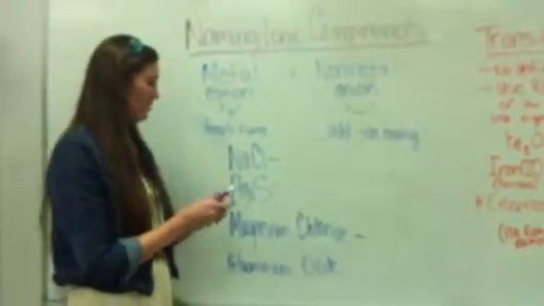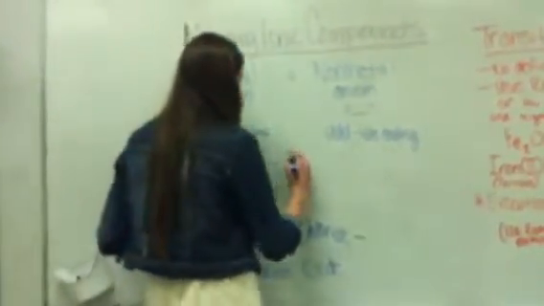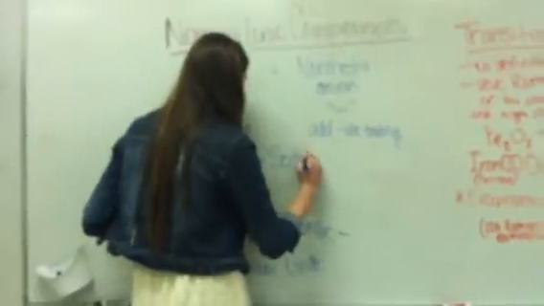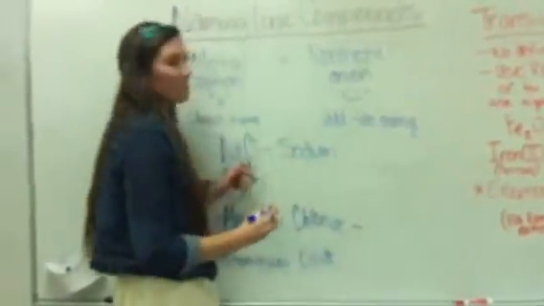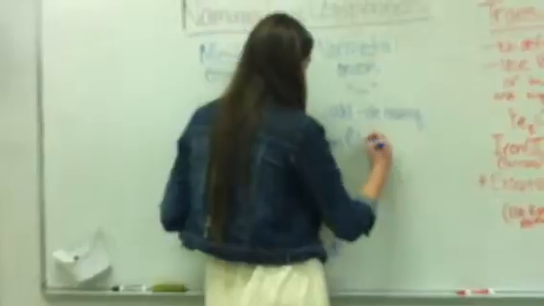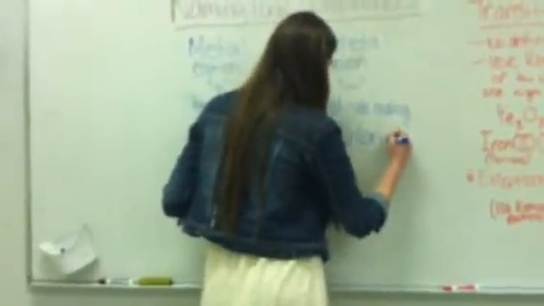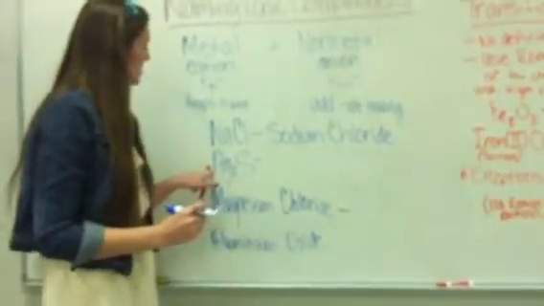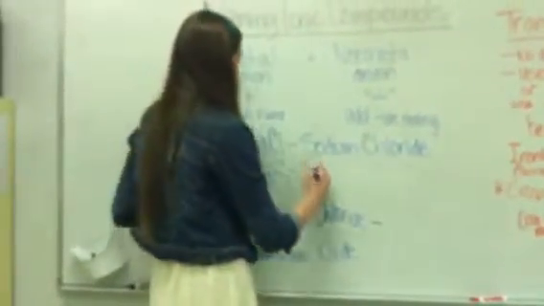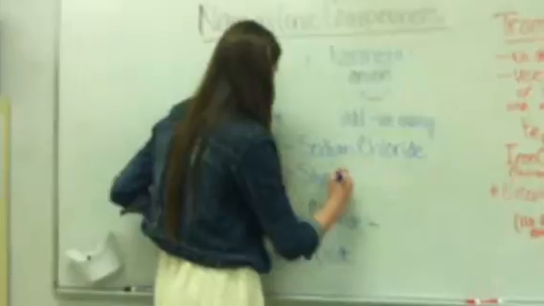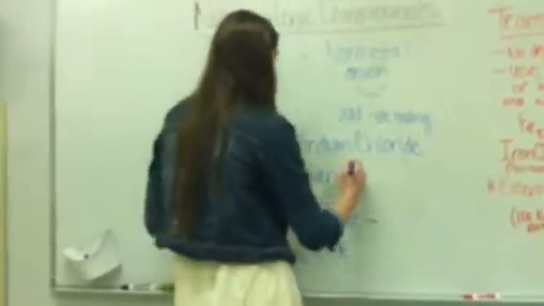So NaCl, you're going to keep sodium like normal. And instead of chlorine, it's going to be chloride. And then on this one, you're going to keep silver. And instead of sulfur, it's going to be sulfide.